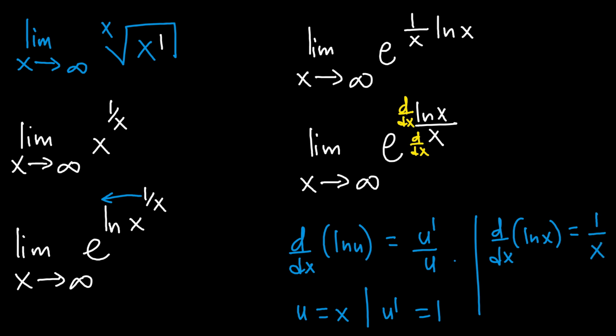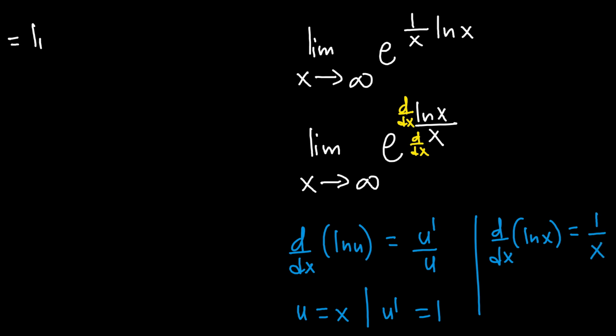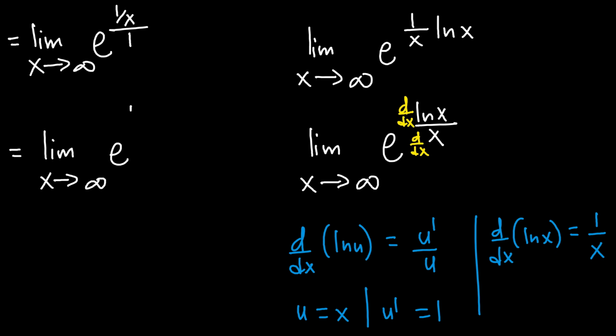which is x. So this will be equal to the limit as x approaches infinity of e to the power of 1 over x divided by the derivative of x, which is 1, which is also equal to the limit as x approaches infinity of e to the power of 1 over x.